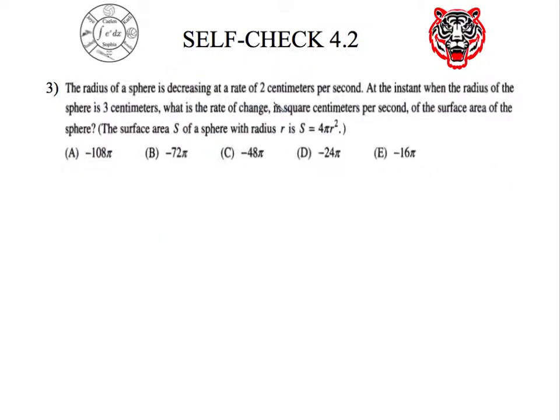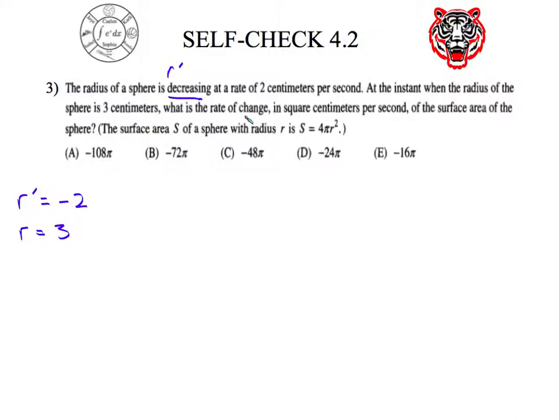All right, number 3. The radius of a sphere is decreasing. So radius, and if it's increasing or decreasing, that is an r prime. So that's r prime that we're talking about, and it's going to be a negative. So r prime is a negative 2 centimeters per second. At the instant when the radius of the sphere is 3 centimeters, so the radius is 3 centimeters. What is the rate of change?